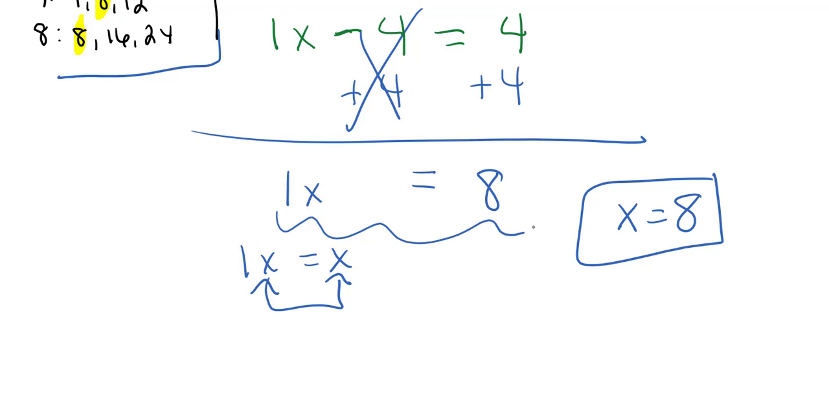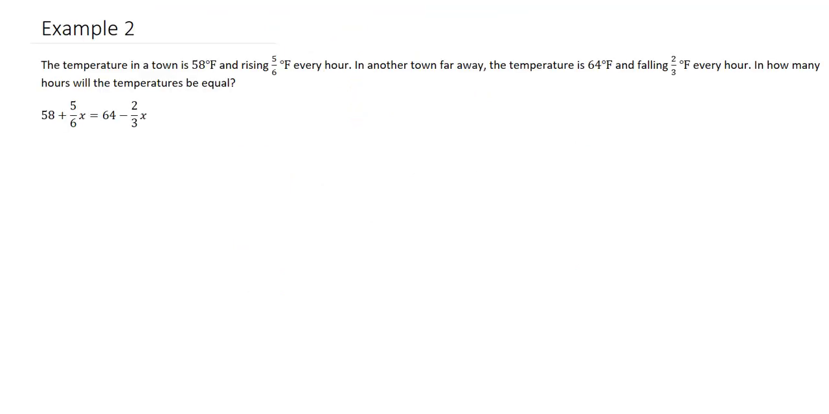So now let's look at the next example. Example 2. The temperature in a town is 58 degrees and rising 5/6 every hour. So it's not even a whole degree yet. Then another town far away, the temperature is 64 degrees and falling 2/3 of a degree every hour. In how many hours will the temperatures be equal? We're going to solve for x below, which would be the hour. But these are the same temperature in both towns.